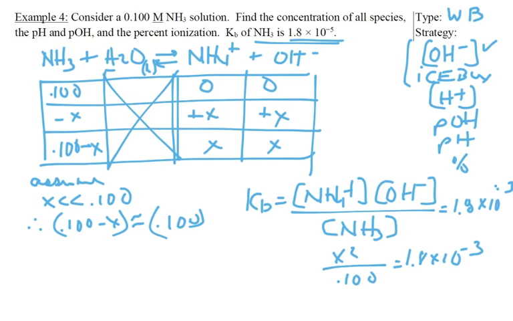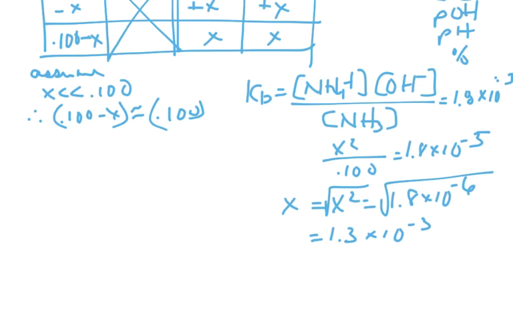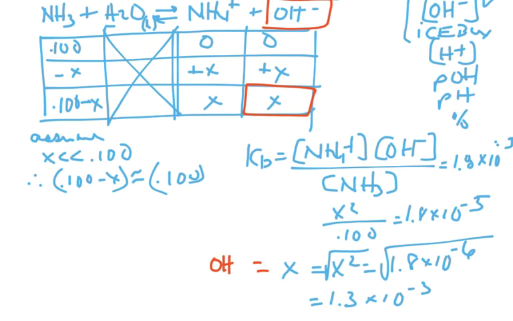And the only difference here is that when we do this problem, we're going to say x squared is equal to 1.8 times 10 to the minus 6. And again, I'm not interested in x squared, I'm interested in x, so I take the square root of both sides. So this equals 1.3 times 10 to the negative 3. We've seen that before. But the big thing here is, what is this x? This x we can see is ammonium and hydroxide. So this is our hydroxide concentration, which is what's important for figuring out our pOH and therefore our pH and all that stuff.